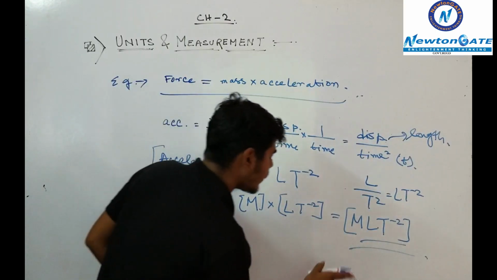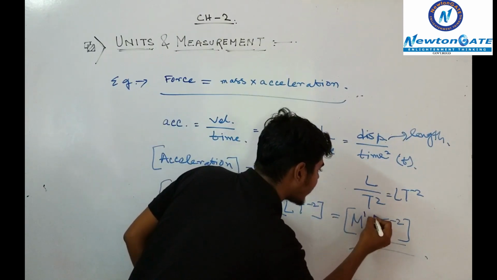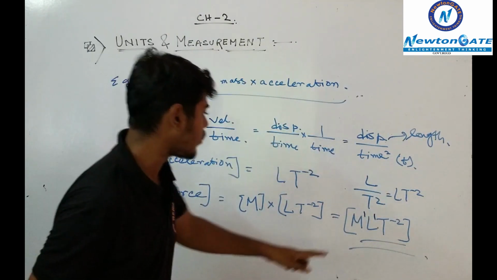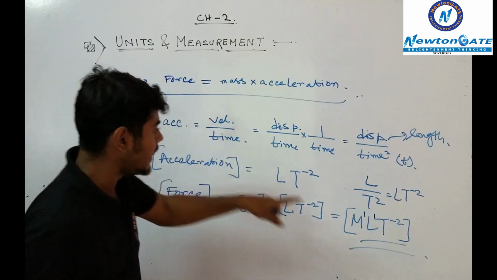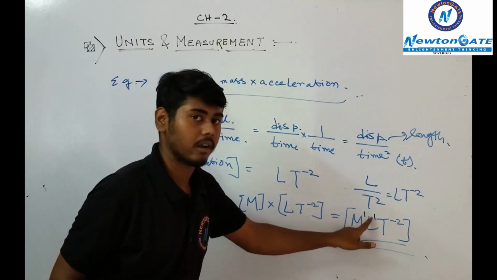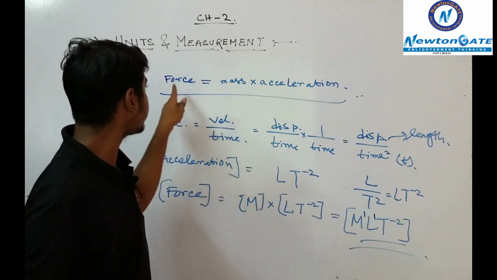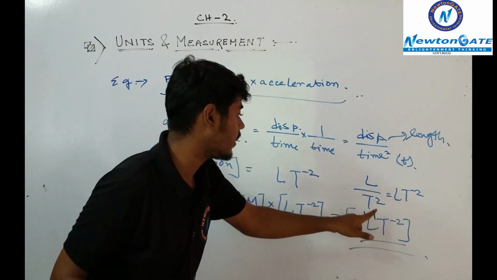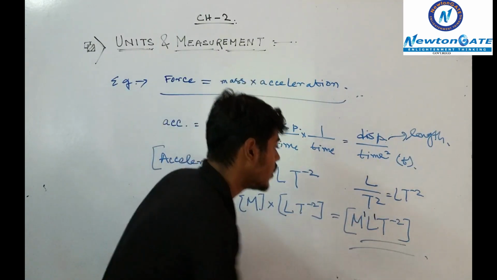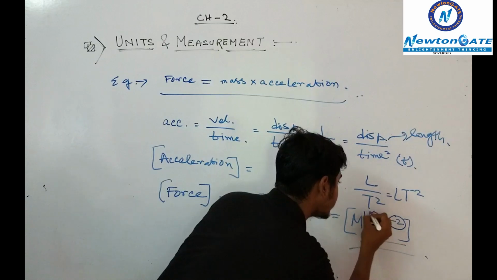Here we find that the power of mass is 1, power of length is 1. So what will be the dimension of force in terms of mass? It will be 1. What will be the dimension of force in terms of length? It will be 1. In terms of time, it will be -2. So these powers are the dimensions actually.